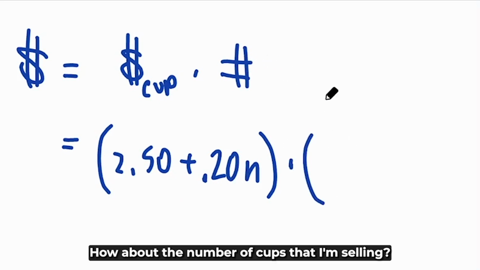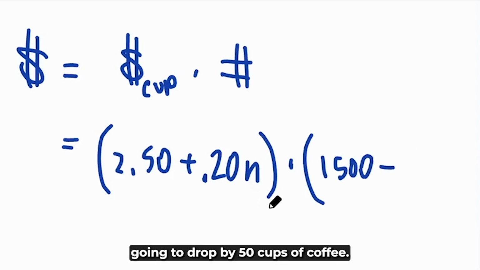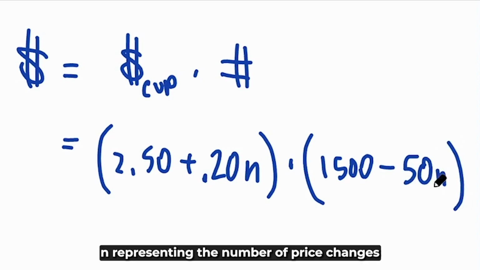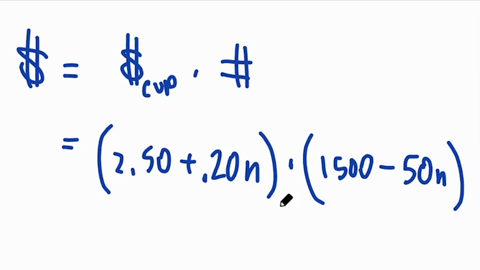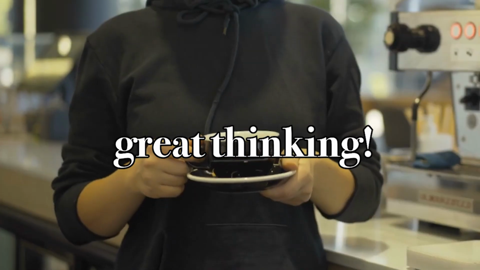How about the number of cups that I'm selling? I've got 1,500 for the starting amount, and they told me every time I increase the price, I'm going to drop by 50 cups of coffee. So I'm going to subtract 50n, the n representing the number of price changes that we make. See, that's the way you would really set this up from start to finish. And once again, you'll see that the answer is E. But I want you to use your critical thinking and common sense whenever possible, because you can probably see for yourself that the answer is E, even if you couldn't have set this up on your own. And that in itself is a good thing. And if you got that answer, great thinking.